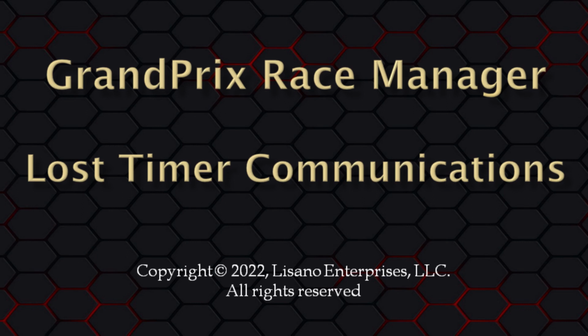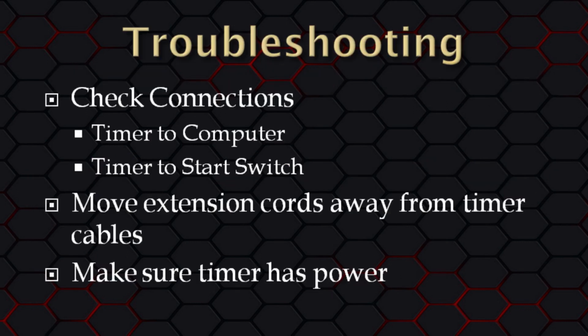Problems can arise during your race, as Murphy's Law can strike at any time. So, it helps to be prepared for some possible scenarios that can happen. One of those is a problem with the timer communications. If you run into a timer communications problem during the race, the first thing that you should do is check the connections between the timer and the computer. Then check the connections between the timer and the start switch. Make sure that nothing has become disconnected or is loose.